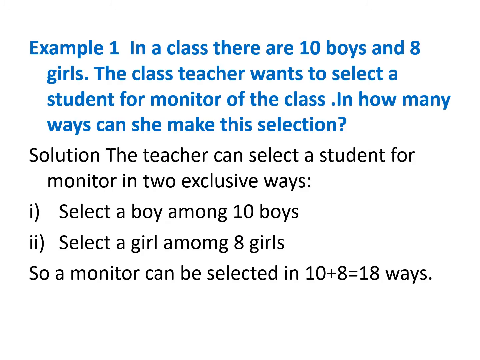Let us see the example. In a class there are 10 boys and 8 girls. The class teacher wants to select a student for monitor of the class. In how many ways can she make this selection? So the solution is, the teacher can select a student for monitor in two exclusive ways. Here we have 10 choices from boys and 8 choices from girls, and anyone can be monitor. There is no restriction. So 10 plus 8, which is equal to 18 ways for selection of the monitor.